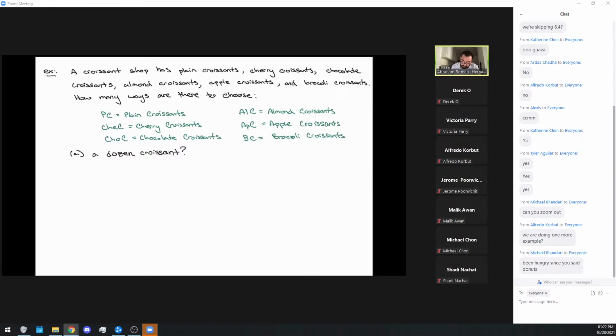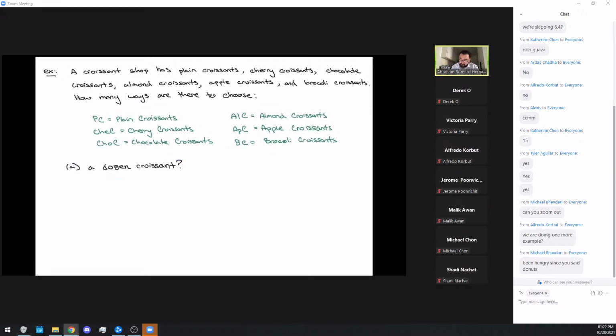Okay. I'm going to give myself some space. And I'm going to use this for all of them, because every time I introduce a variable, I have to at least know what it's defined as, what it means. I can't just introduce it and assume people know what it means. Okay, so plain croissants, cherry croissants, chocolate croissants, almond croissants, apple croissants, and broccoli croissants. Okay, sweet.